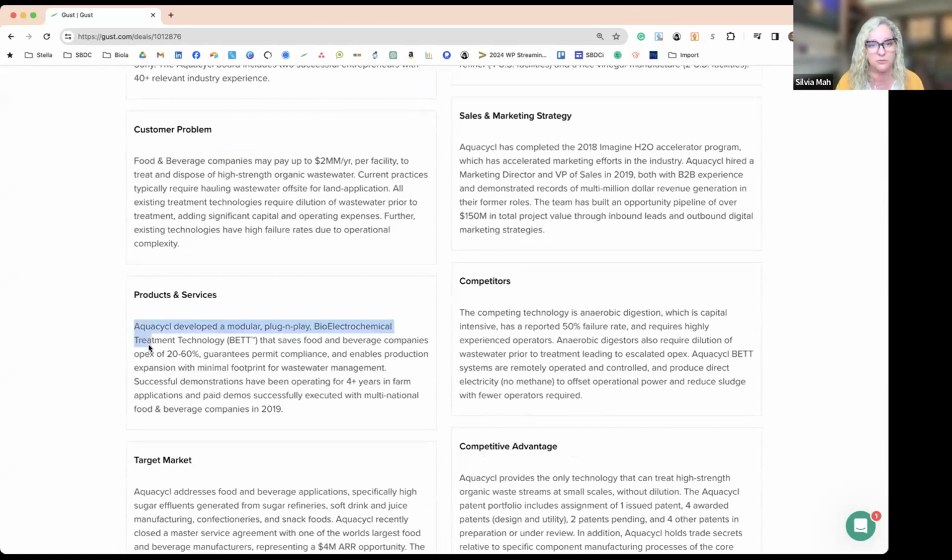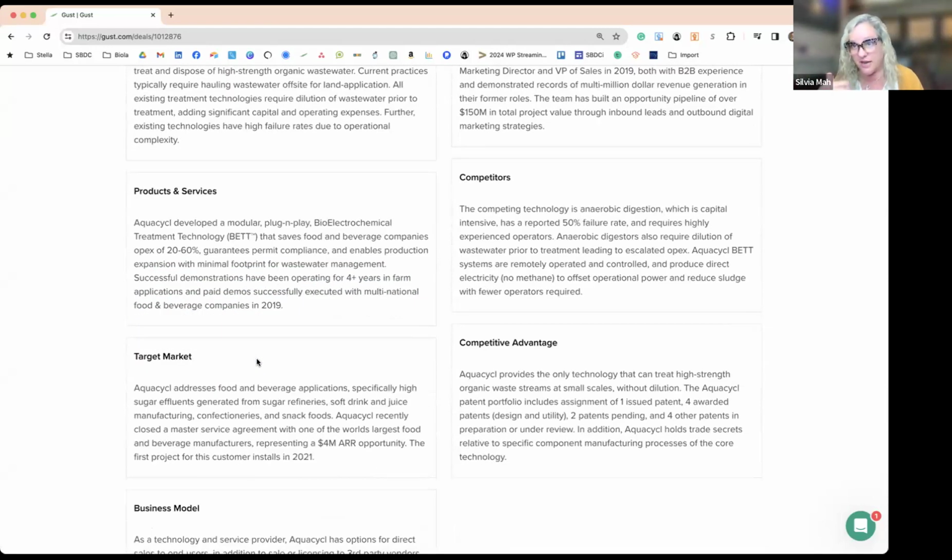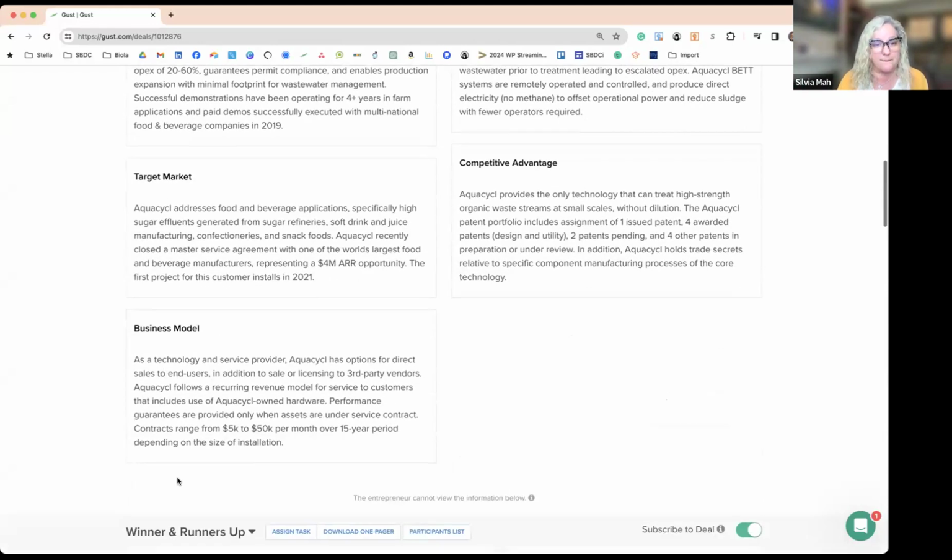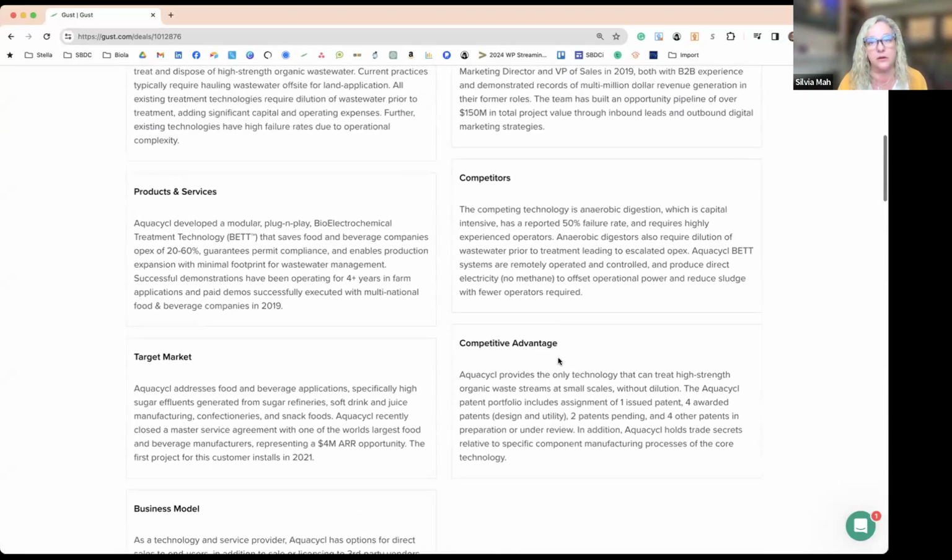AquaCycle developed a modular plug-and-play bioelectric treatment technology that saves food and beverage companies OpEx of 20 to 60%. Right, very succinct, and you understand that. She can go in, I mean, she had 15-plus years of postdoc experience and then commercializing it. She can go really detailed, but she's really trying to say, what is the connectivity to the commercialization of the technology? Target market, business model down here.